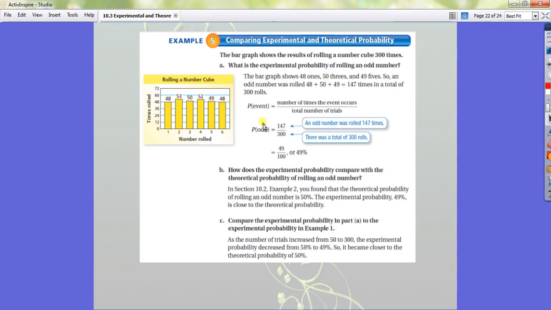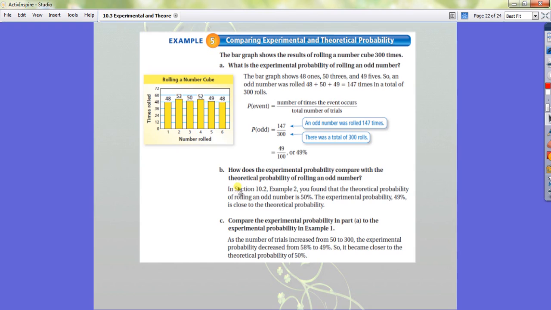And this is where they kind of roll it all together, comparing them. So they'll ask you to find the experimental probability, in this case, odd, for rolling a number cube 300 times instead of 50. Remember, it was 50, the bars were all different sizes. Now that the experiment has been continued, you can see that the numbers are starting to get closer together. So 147 over 300 reduces to 49 over 100, or 49%. If we said in theory, we would say it's 50%.